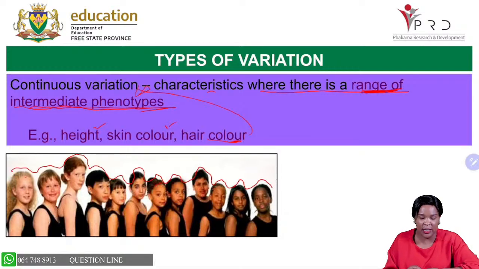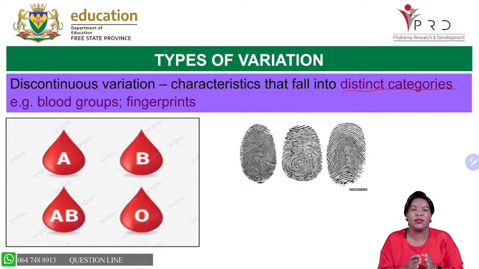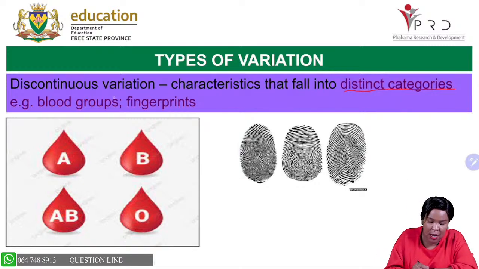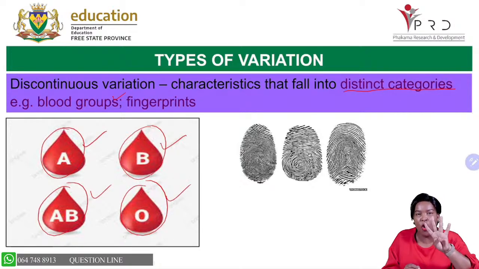Then another type of variation is the discontinuous variation. Now in discontinuous variation, it has characteristics that fall into distinct categories. Now here they are distinct categories, meaning it's absolute. It's either you have that or not. So examples can be blood groups. In blood groups, we have a person that can be blood group A, blood group B, blood group AB, or blood group O. It's either you are this blood group or this one or this one or this one. You cannot have any other blood groups. There are only 4 blood groups.